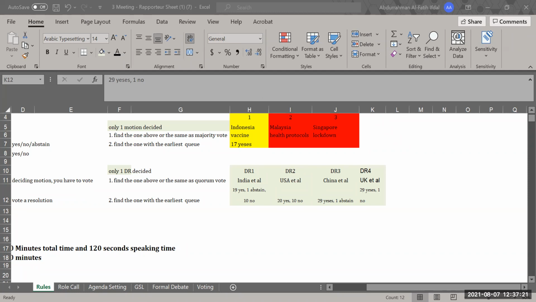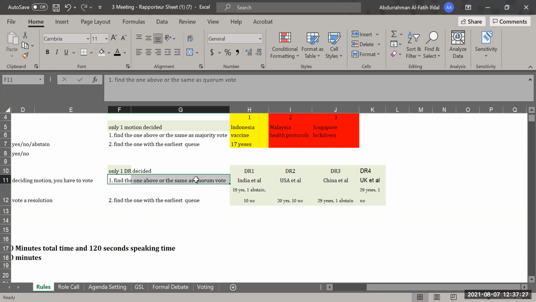Remember, just find anyone who already meets the quorum vote, which is 20 or more than 20, and find the one with the earliest queue. The key indicator is the earliest queue. Which country proposes first? If this country does not propose first, but is the one chosen, it's because no country before them already fulfills the rules and regulations to choose the motion.